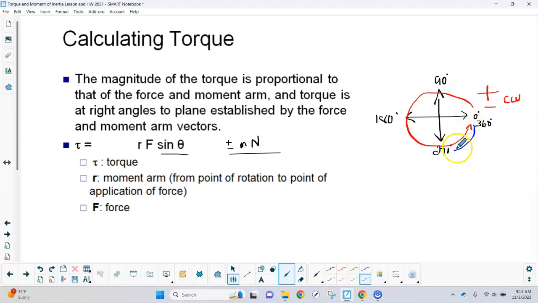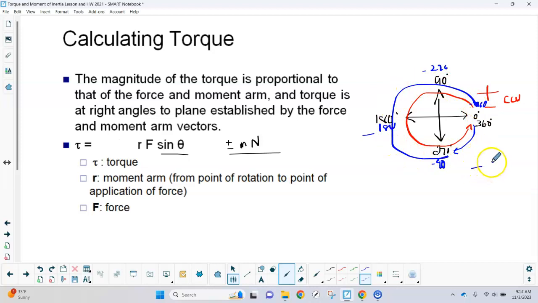That's positive, and negative would be going the opposite way. If we went 0 to here, that'd be negative 90, negative 180, negative 270, and then finally negative 360. So those degrees, going around that way, that's the negative direction.